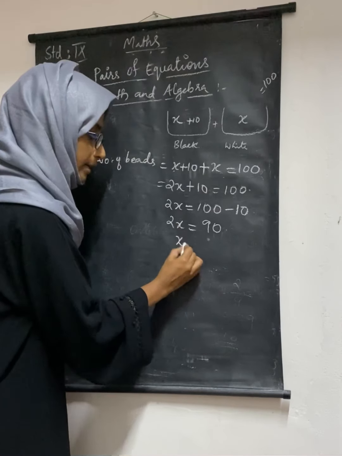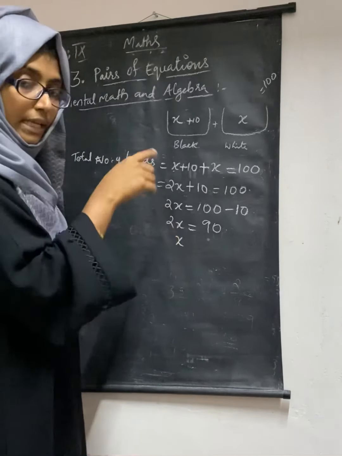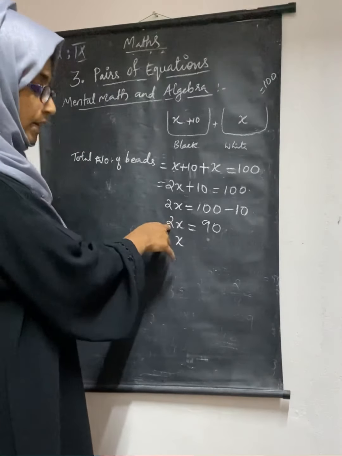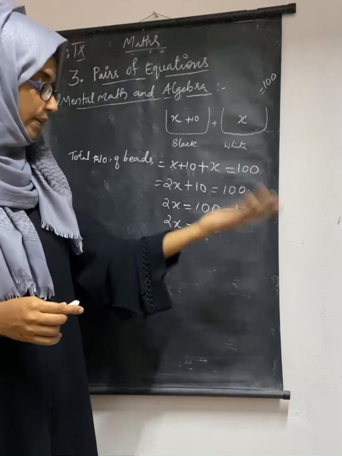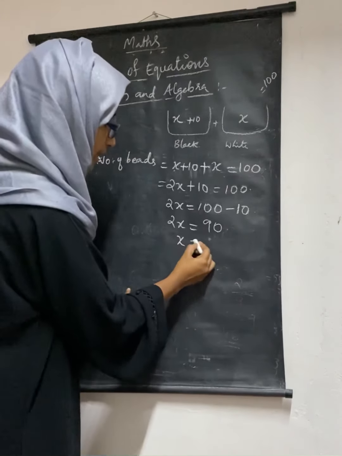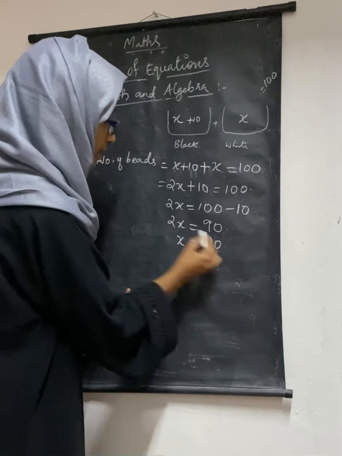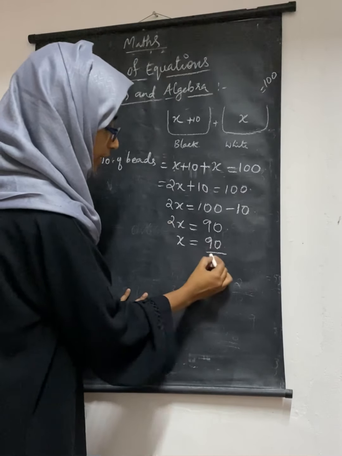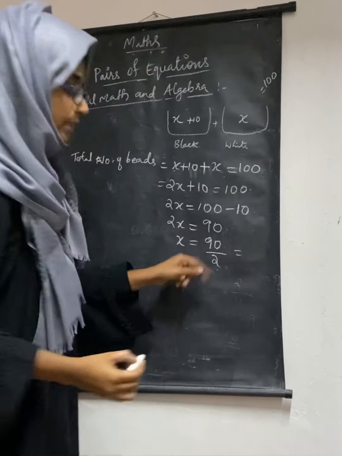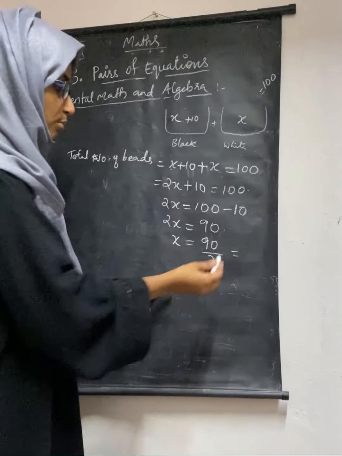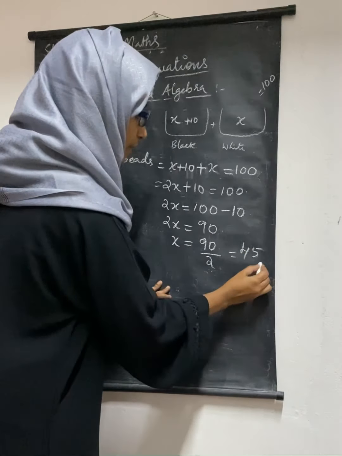Now x you can find easily. I keep x here, and along with x there is a multiplication by 2. When I said multiplication goes to that side, it becomes division. So x is equal to 90, and the multiplication becomes division, so I write 2. Now 90 by 2, that is half of 90, how much? 45.